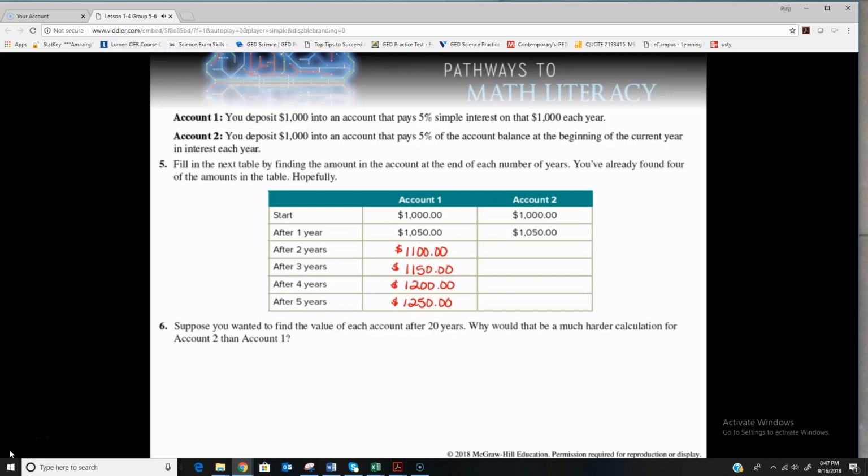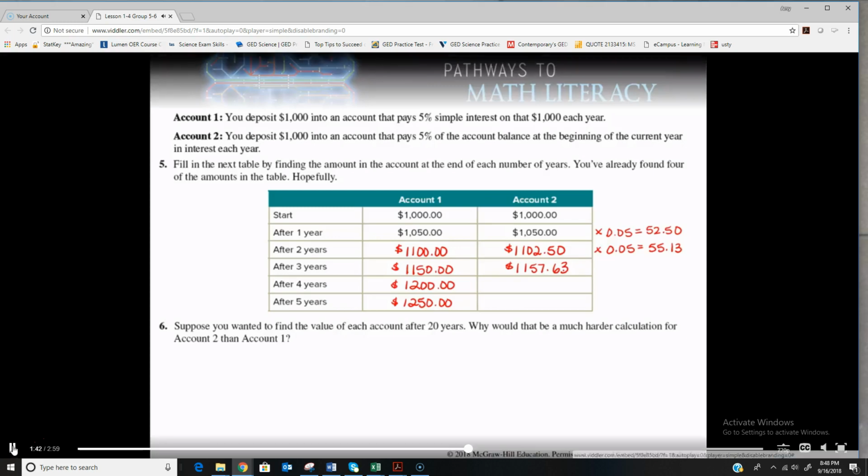Account two, though, takes a little bit more work. So we started with $1,000, and after 1 year, same thing. We earned 5%, which was $50, and that gives us $1,050. But then we have to recalculate the 5% on the new balance. And so we did that, and we multiplied that by 0.05, and that gave us $52.50 for the second year. So adding that on, we had $1,102.50. And then we multiplied that by 5% and found that in the next year we would earn $55.13. So we added that on and it gave us $1,157.63.